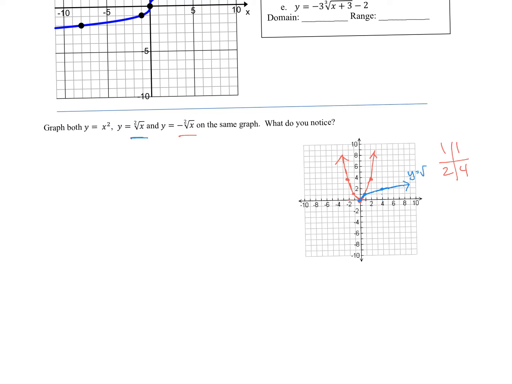Y equals the square root of x. So now let's do y equals the negative square root of x. So I'm still going to start at 0, 0, but when I go over 1, I'm going to go down 1 because it's the negative square root of x. And then when I go over 4, I'm going to go down 2. And you'll see that basically I'm getting a sideways parabola.